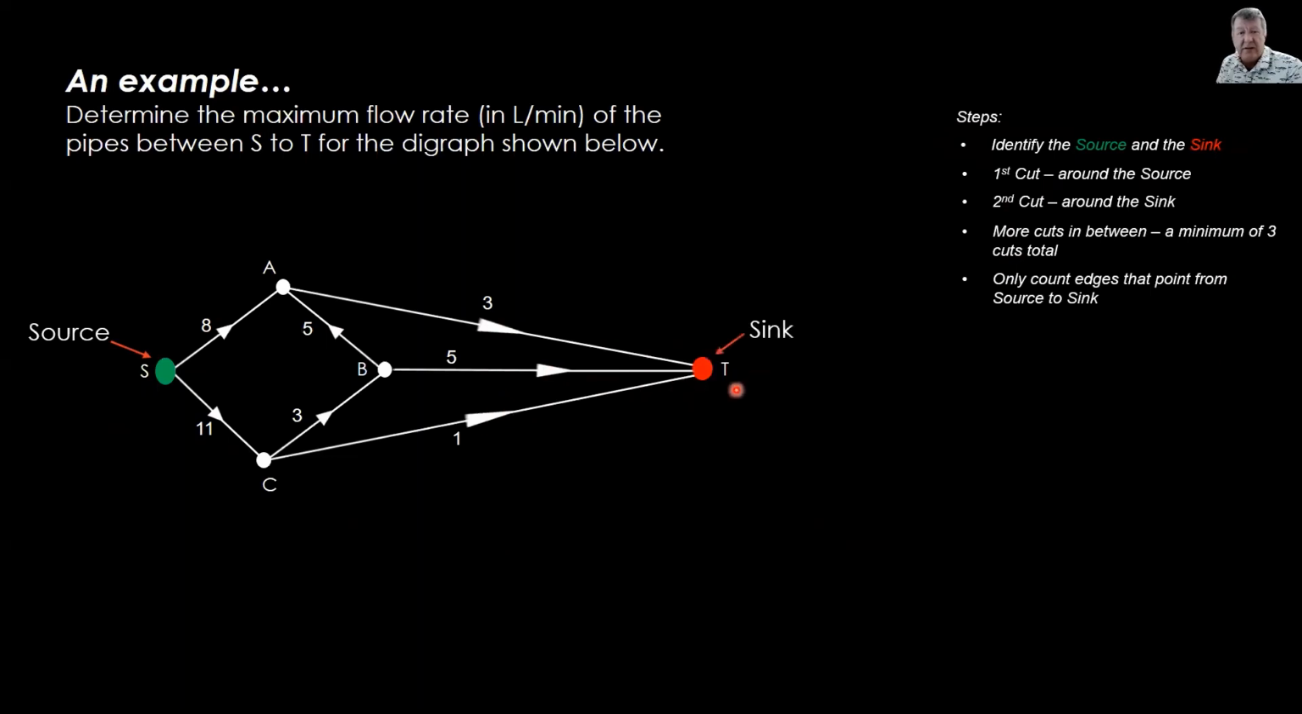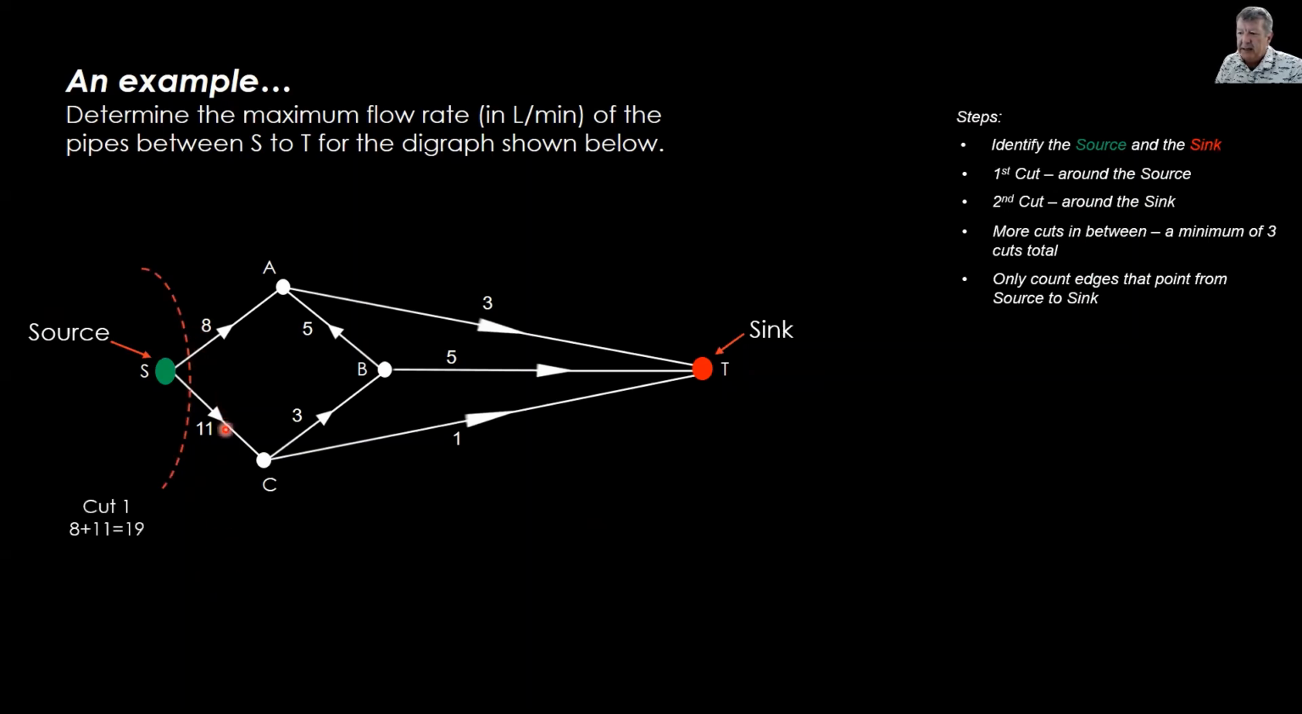Now, most of the time, it'll go left to right. Be careful though, look at the arrows carefully. Sometimes it goes top down. Sometimes it goes bottom up. Okay, look at the arrows carefully. All right, next step. First cut around the source. Well, here we go, around the source. There we go.